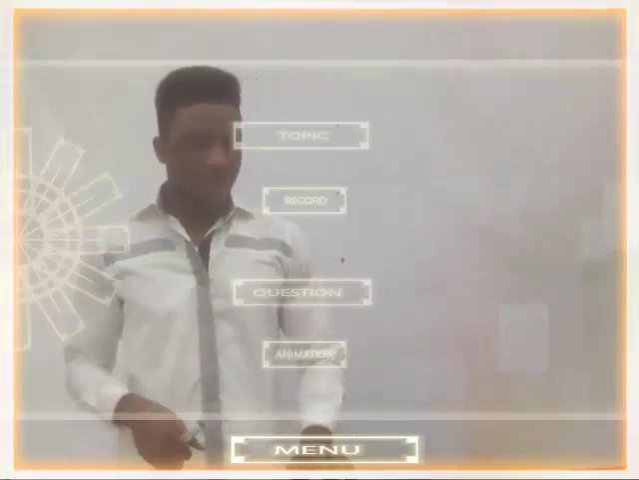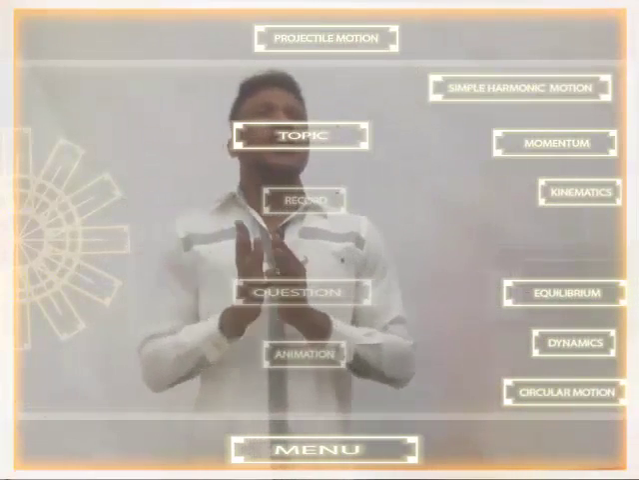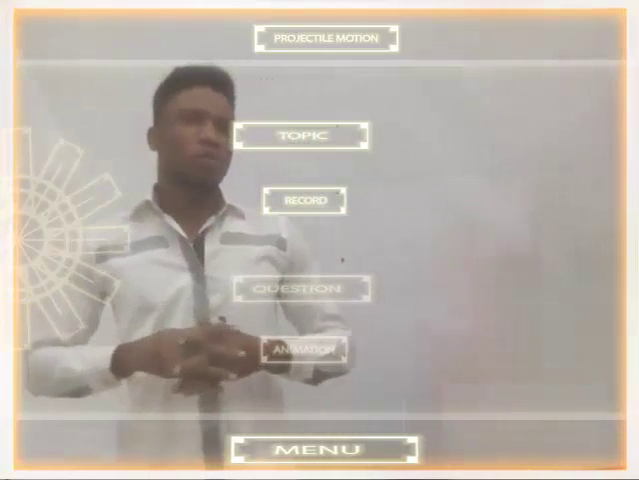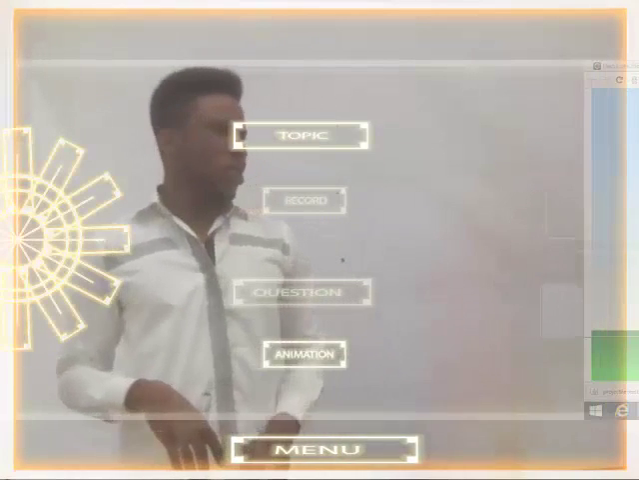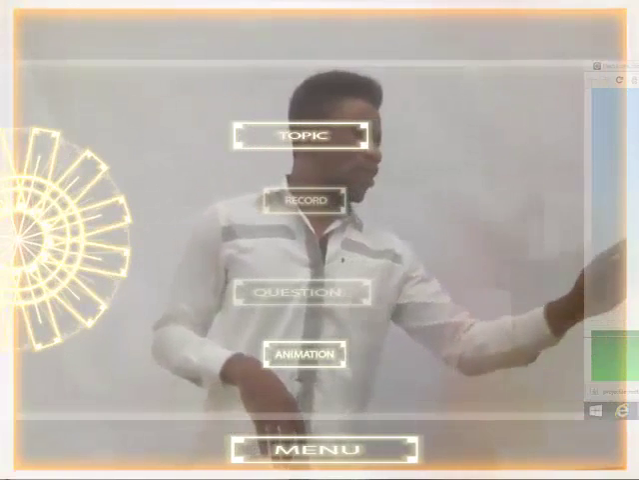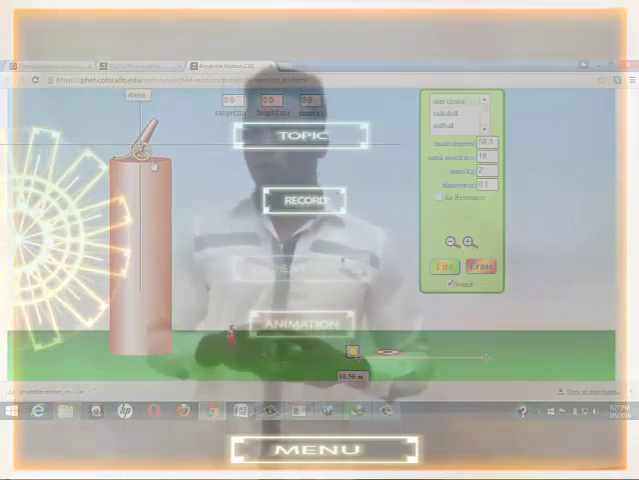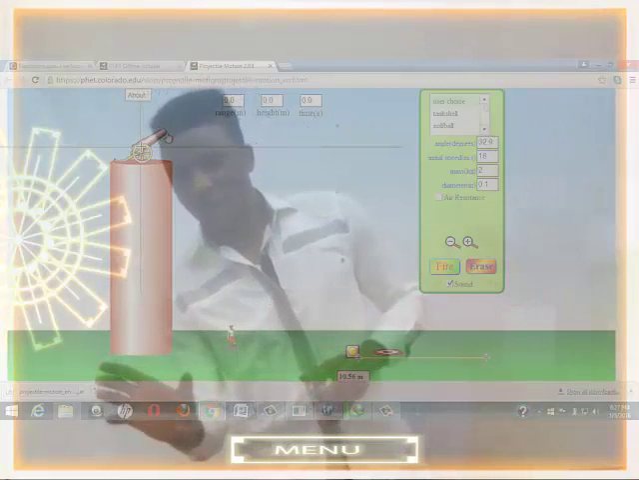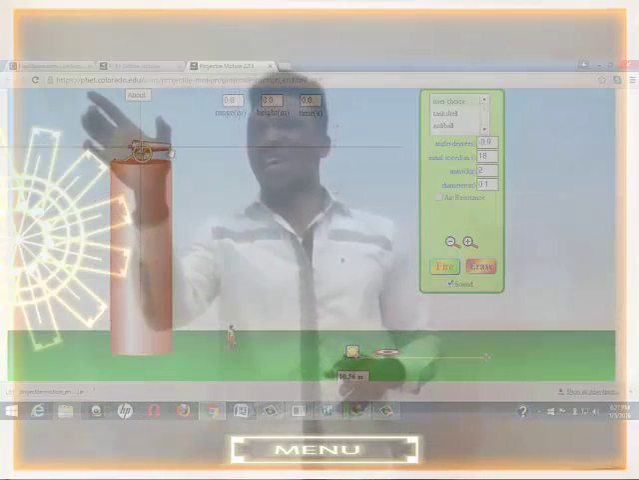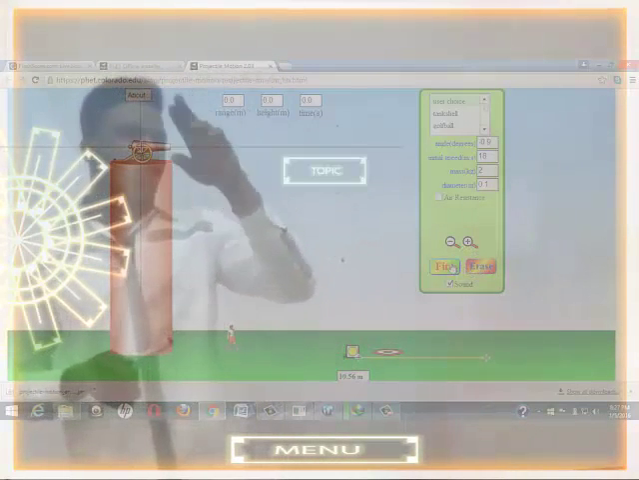Alright, we're still on the topic of projectile motion. We want to talk about the second type of projectile motion. In this second type, the projectile is launched from a height and shot horizontally.